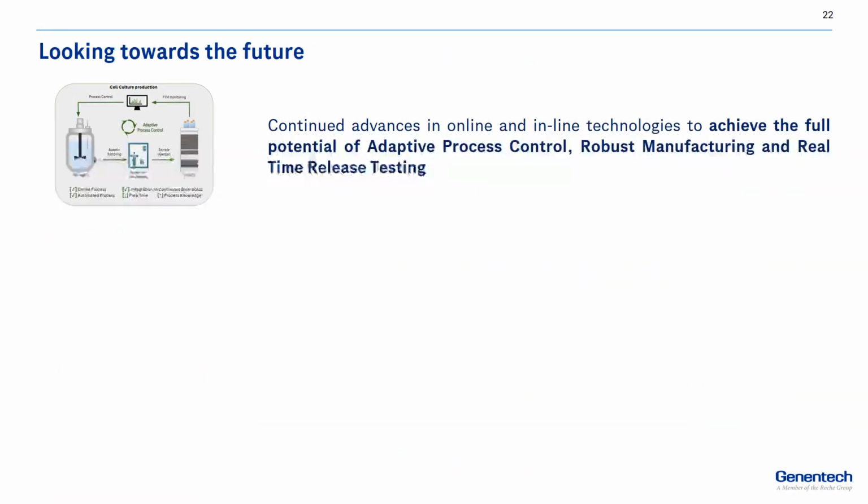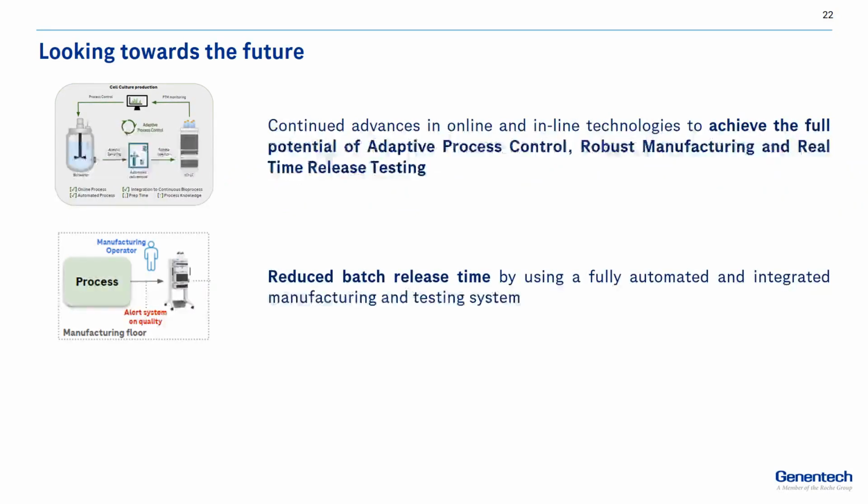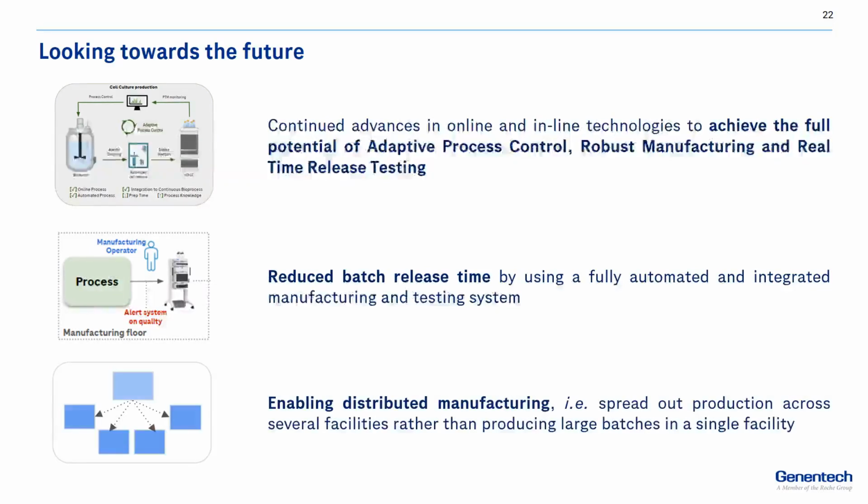When we are looking toward the future, we should continue to advance the inline and online technologies to achieve the full potential of adaptive process control, robust manufacturing, and real-time release testing. This should allow us to reduce batch release time by using a fully automated and integrated manufacturing and testing system. Like that, we'll be able to spread out production across several facilities rather than producing large batches in a single facility.